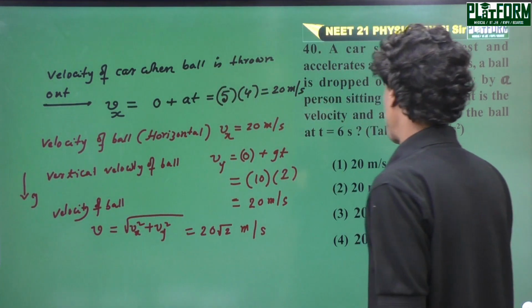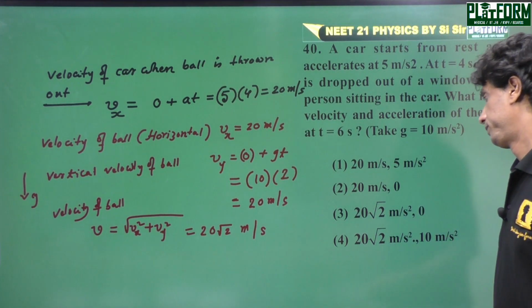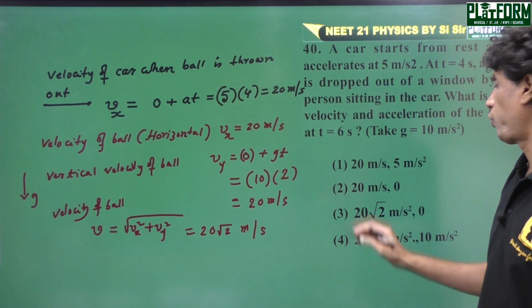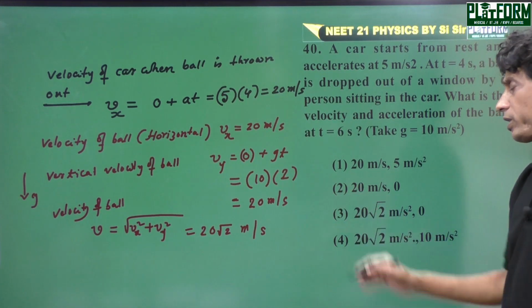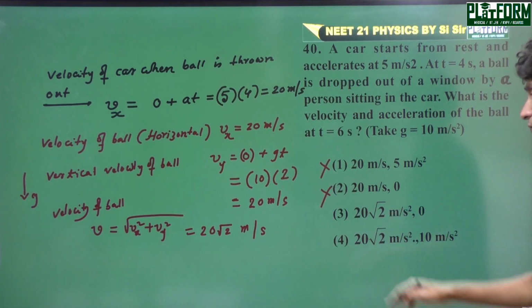Okay, the options are 20 meter per second, 20 meter per second, 20 meter per second, 20 root 2 meter per second. So 1 and 2 are not the correct option here. It is 3 or 4.